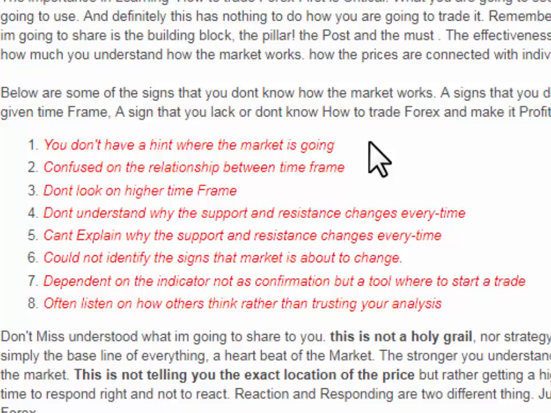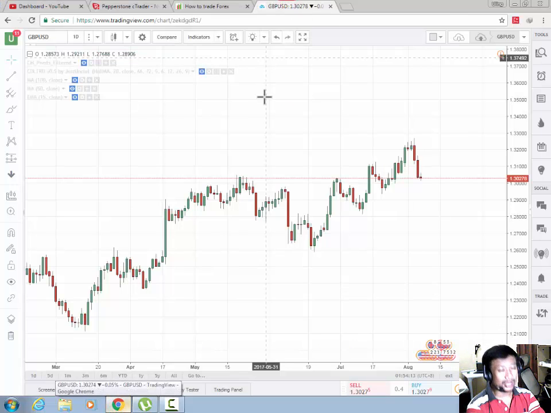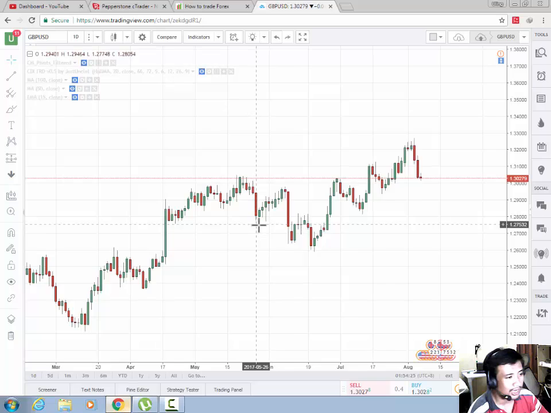Again, this is not a strategy, this is not an indicator, this is not the holy grail that everybody must have, but this is something to do with the graph, and how you are going to respond to the price in the market. See, this is the heartbeat, that's what I'm trying to say.